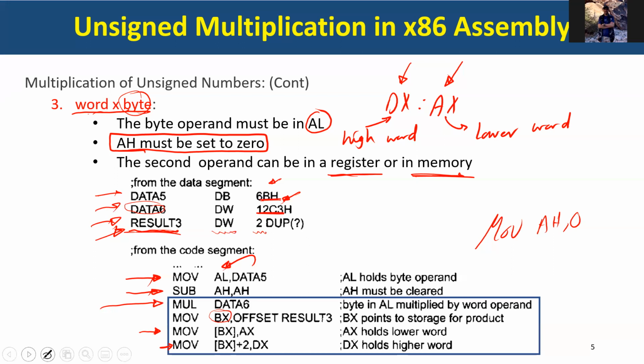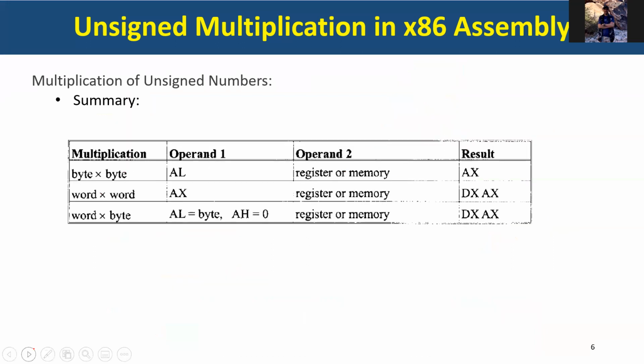Good. Here is now a summary of all the multiplication operations, which are basically 3. This is a summary of operand 1, operand 2, and the type of results that you have. So for byte by byte, the first operand should be in AL. The second operand can be a register or memory, and the result will be in AX. The second type of multiplication will multiply word by word. The first operand should be in AX.